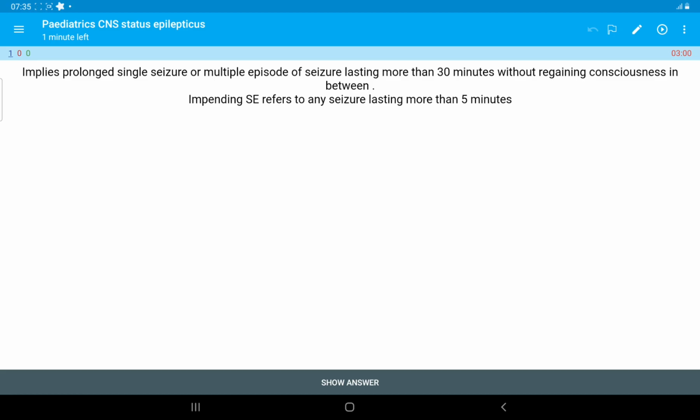Impending status epilepticus refers to any seizure lasting more than 5 minutes. So, same thing: if the seizure is more than 30 minutes and there is no regaining of consciousness in between, and if the seizure lasts more than 5 minutes, then that is called impending status epilepticus.